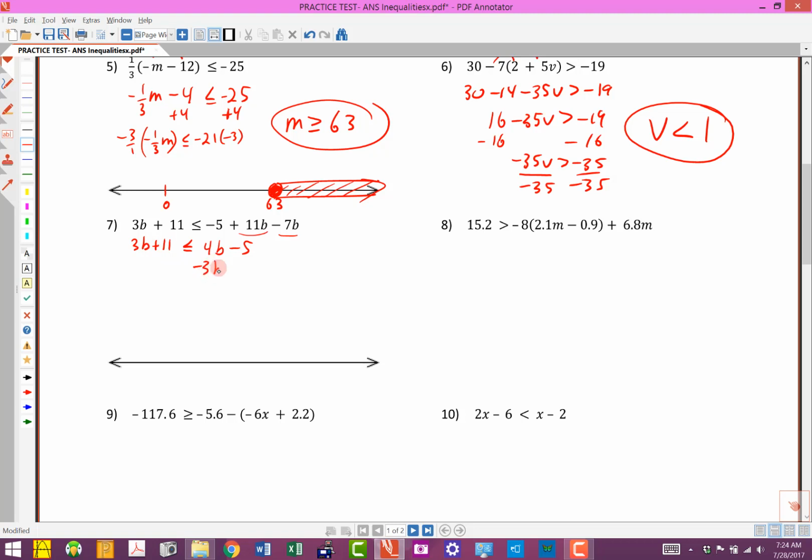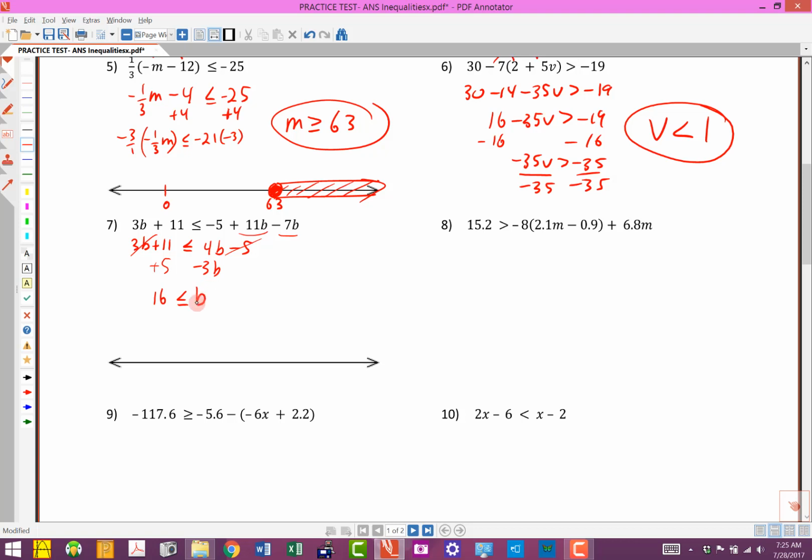So we're going to subtract 3b from both sides, and I'm going to add 5 to both sides. Okay, so I moved this one over here, it becomes negative. Move this one over there, it becomes positive. So what we've got here is we've got a 16. All we're doing is adding and subtracting from both sides, so that doesn't change the direction of the inequality, and we end up with just a b right here.